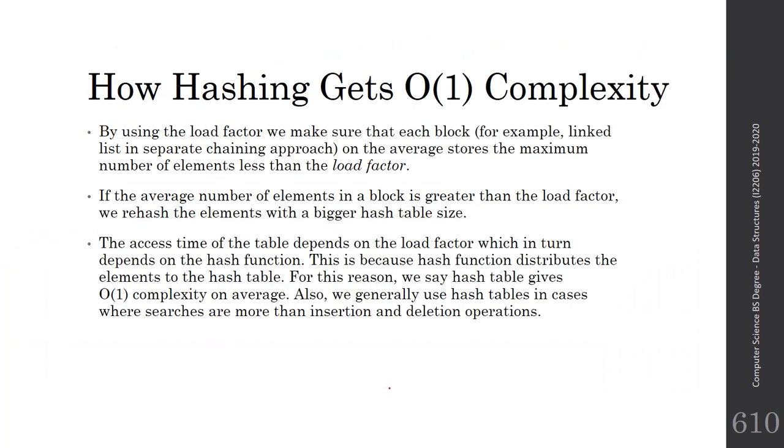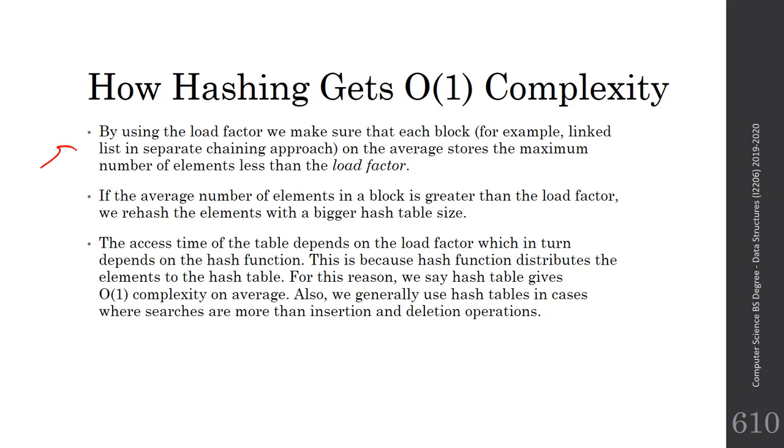So why does the hash table take just O(1) as an average complexity? Because of the load factor. We ensure that each block, for example each linked list if we are talking about separate chaining, has a maximum number of elements less than the load factor. If we ensure that, we know that we can find the elements in complexity 1. Usually, and practically, the number of elements in a linked list cannot exceed 20 elements.